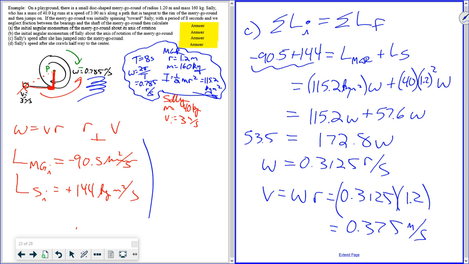All right, now part D. So right now, Sally is sitting at the very perimeter of the merry-go-round. So what would happen if she crawled halfway to the center? Not all the way to the center, but halfway to the center. So this is kind of like the figure skater pulling her arms in, right? We're moving our mass closer to the center. So this isn't so much about two objects colliding anymore. Now it's about redistributing the mass. So we're changing our rotational inertia, okay?